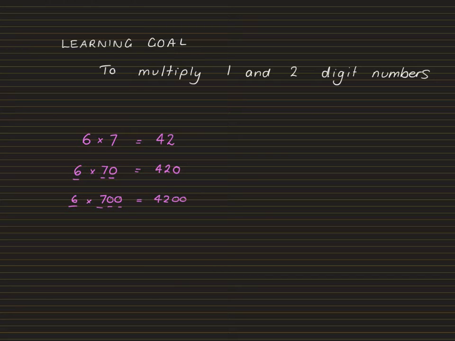But what about if I had something like 21 times 5? Or if I had something like 21 times 62? How do I do that? Let's have a look. So I'm going to show you two different methods. And let's do 21 times 5 first. That's the easiest.